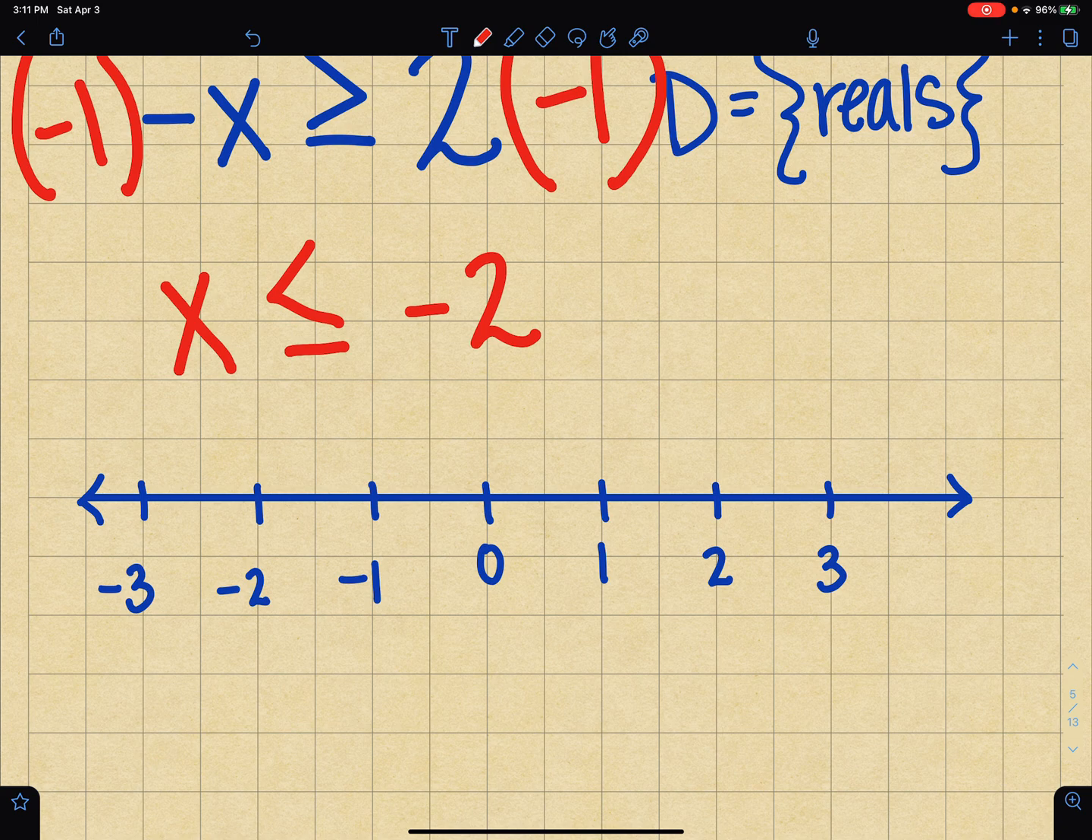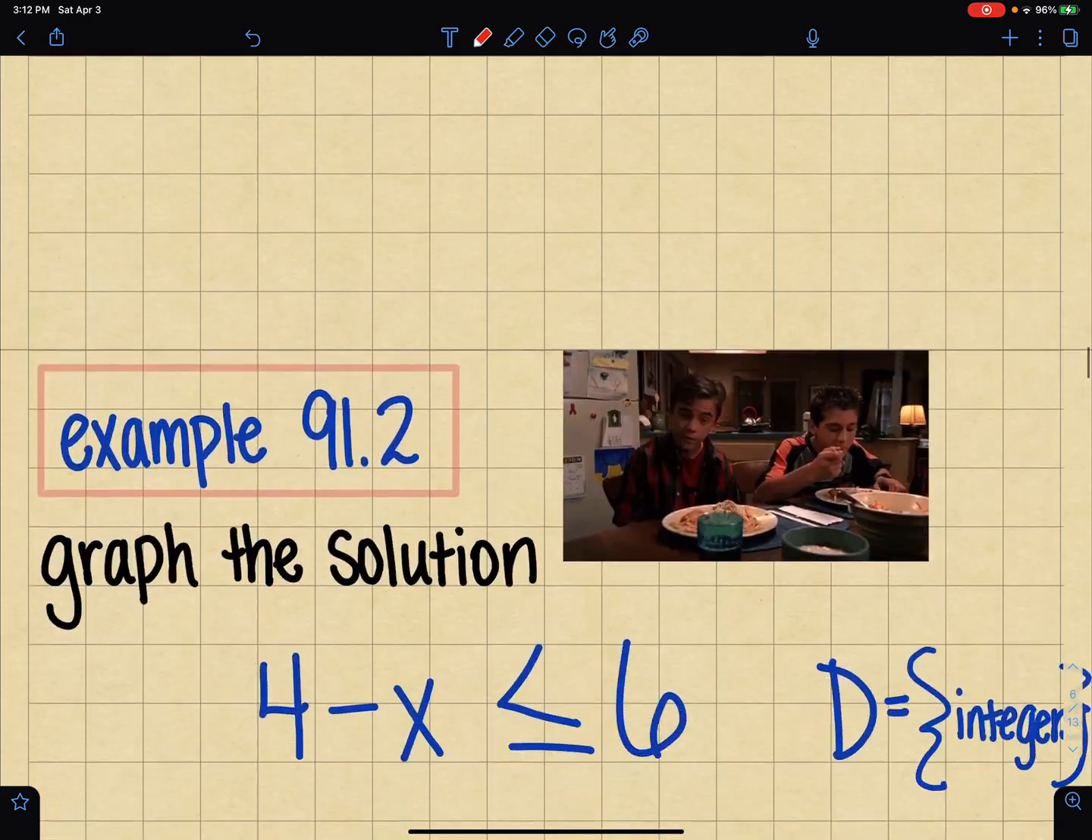Since it includes -2, I put a filled in circle right there, and then it's less than that, so anything to the left, and that's it. That's the answer. We graphed the solution of x is less than or equal to -2. And the domain is all real numbers, so it's anything in between the integers as well. Okay, sweet. Let's do the next example.